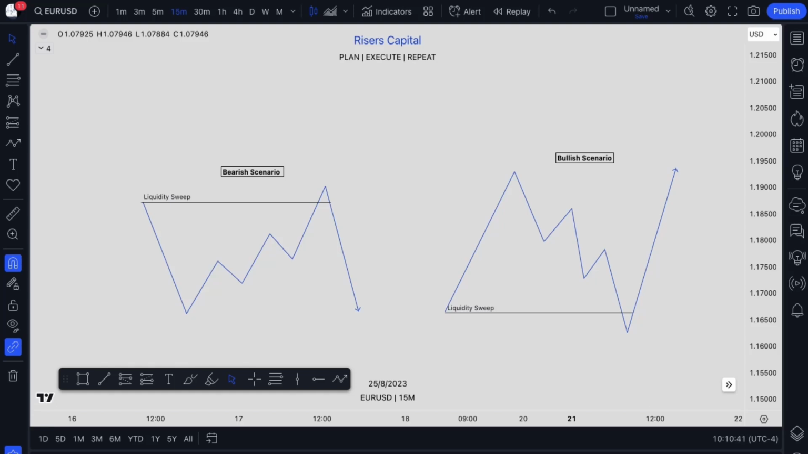Today I'm going to be showing you guys a simple ICT trading strategy. This will form during the London close kill zone. So the strategy I'm going to be showing you will form during the London close kill zone.